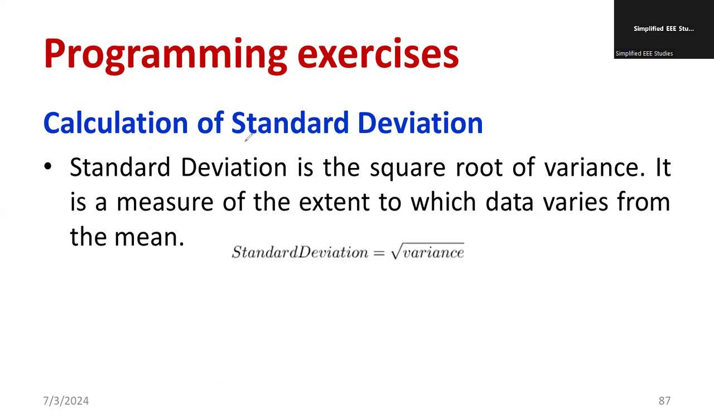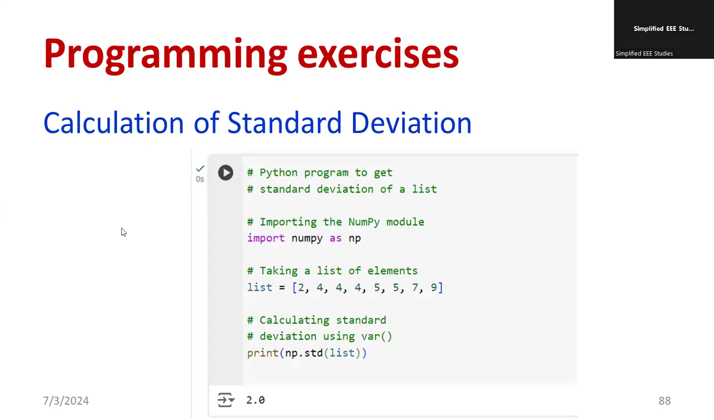The next procedure is to calculate the standard deviation. Standard deviation is nothing but the square root of variance. How to write this program? There are only 3 steps, like the previous methods. First of all, you need to import the NumPy module. If you want, you can import NumPy as np using the alias.